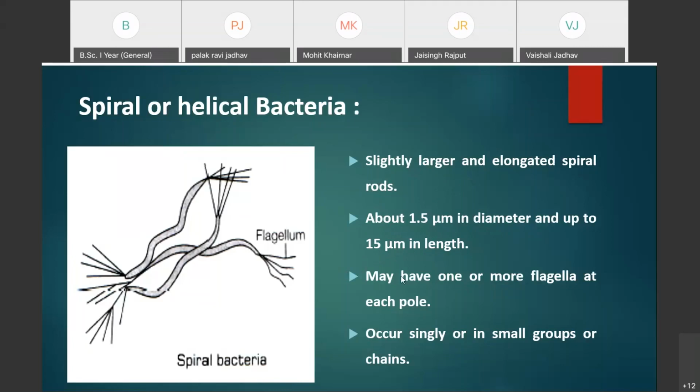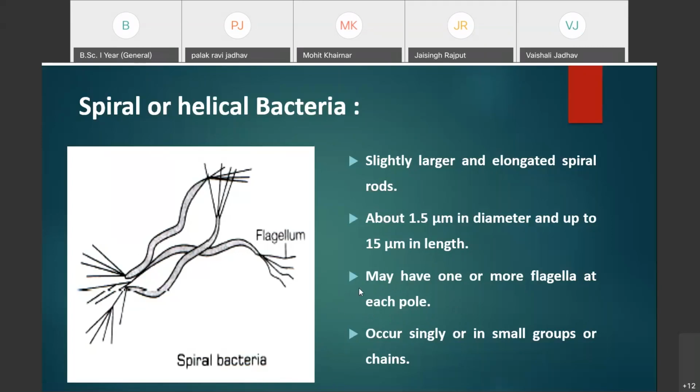These bacteria may have one or more flagella at each pole. In this photograph you can see a large number of flagella at each pole. There may be a single flagellum at each pole, or they may have a large number of flagella at each pole. That means the spiral or helical bacteria are motile.